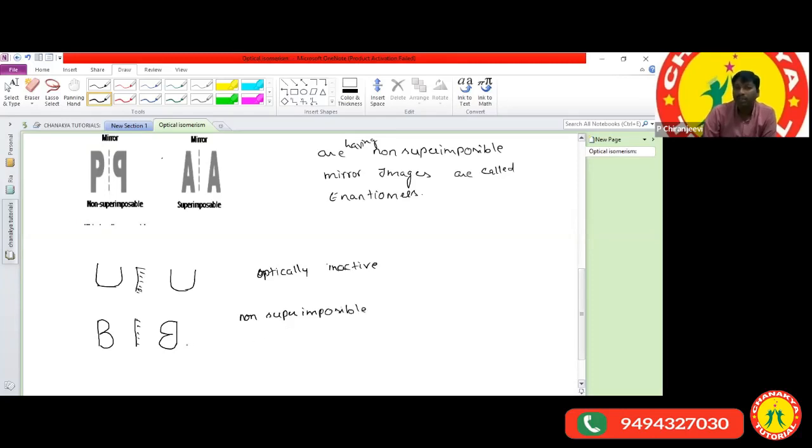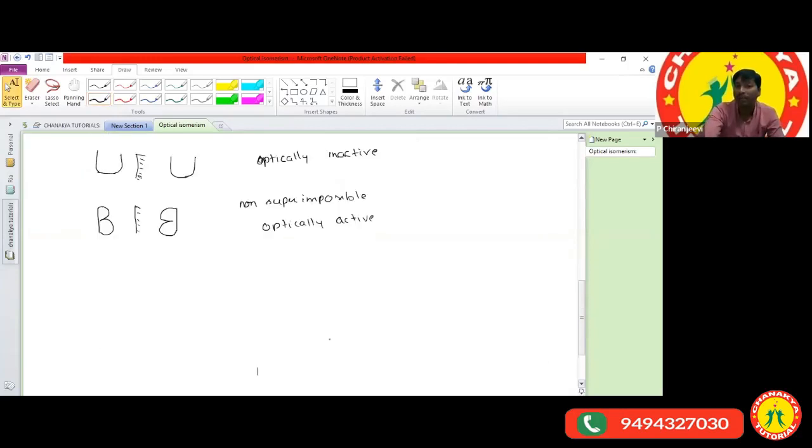Non-superimposable mirror images are called optically active. So now you got the clarity. We can call optically active compounds the compounds which have a chiral center and are enantiomers. And one more statement we can give for optical activity.